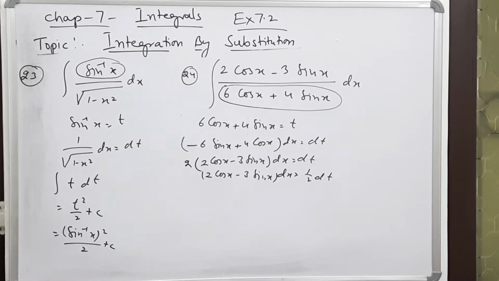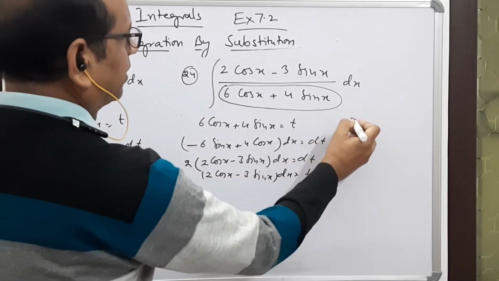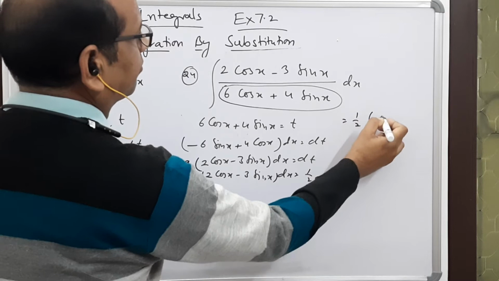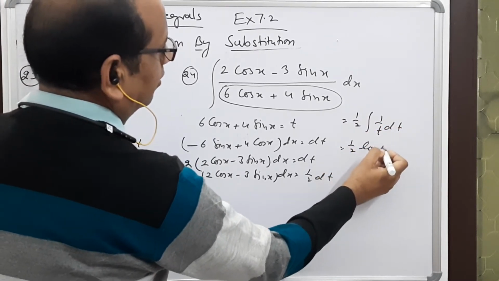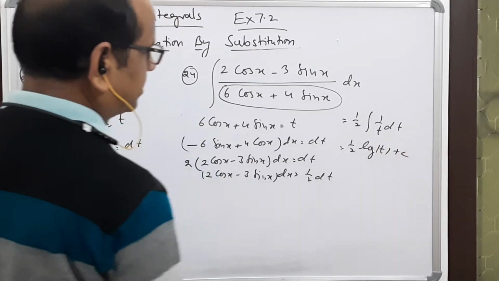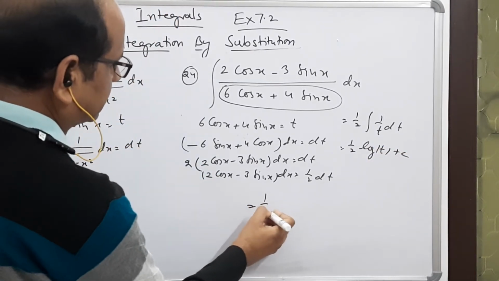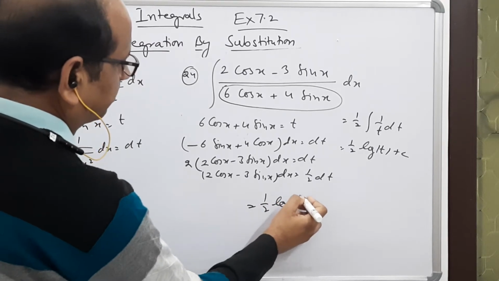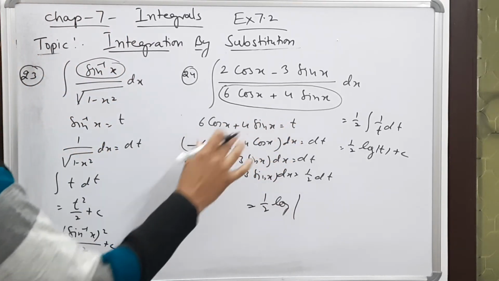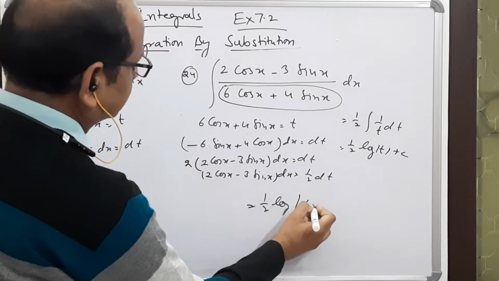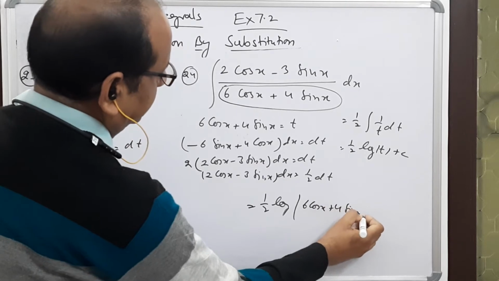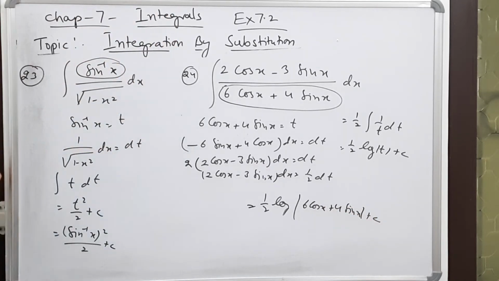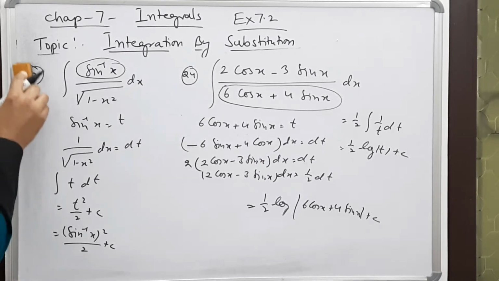And in this way, this sum will take a very simple form, half integral of 1 by t dt. So the answer is half log t plus c. And if you put the value, the final answer is half log of 6 cos x plus 4 sin x plus c. So in this way we can integrate this particular function.